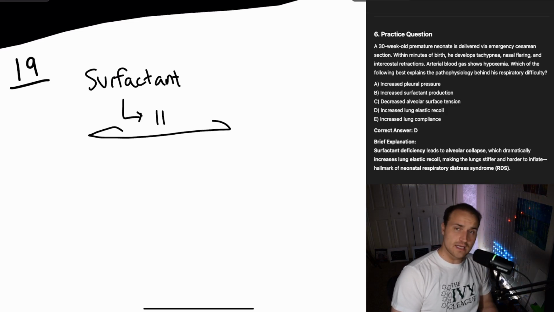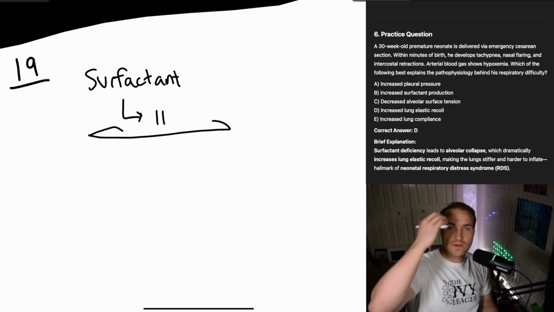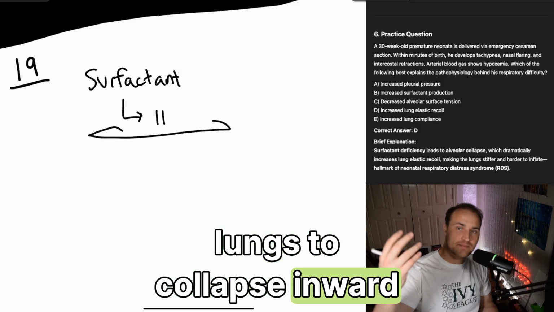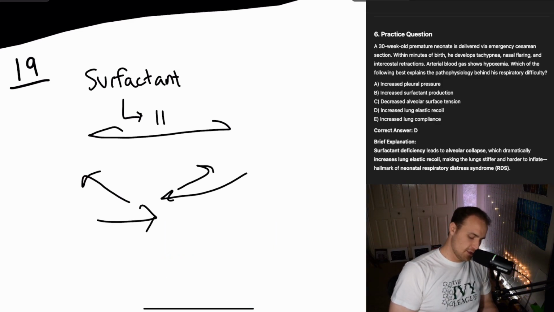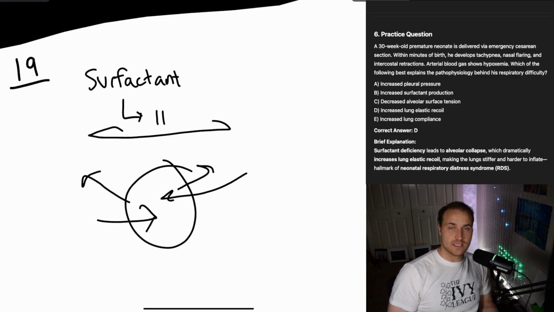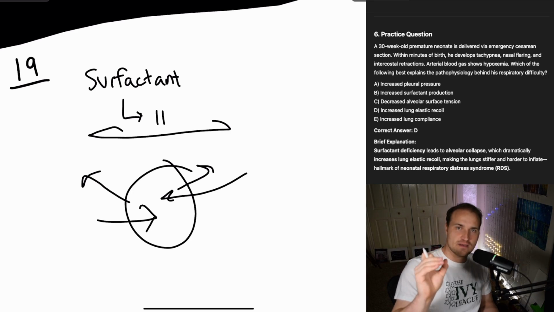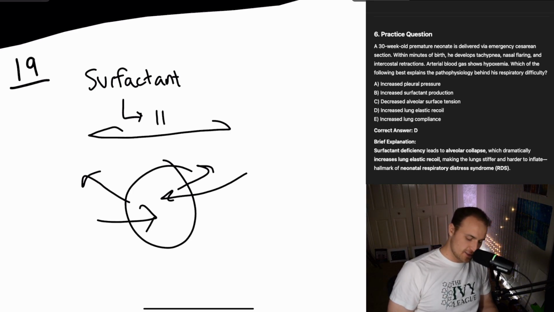a little bit confused about elastic recoil and lung compliance, because they seem like opposites, kind of. But elastic recoil, that's the tendency of the lungs to collapse inward after they're stretched. So you stretch and then they recoil inwards. So it's that recoiling which is going to be seen in this patient. It's like a rubber band. It snaps back. That's the elastic recoil. Compliance is the ease with which they expand. So high compliance, super easy to inflate. That's the first part, and then the recoil comes back.